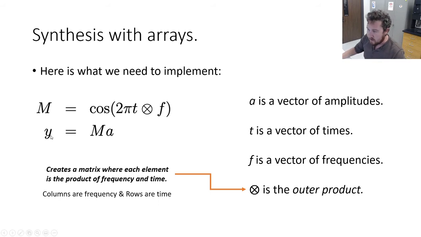And then here we just have a linear equation, y equals m times a, where a is the amplitude. So we're going to take the dot product there, and get a vector that is all of the y's of our signal. So that's basically like a two-step process that gets us to our solution, right? Instead of having to iterate through everything.